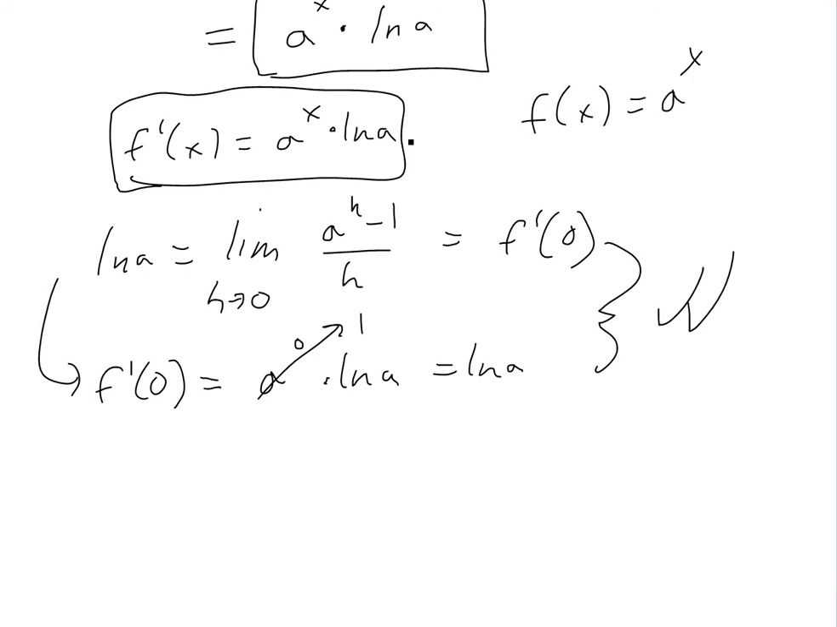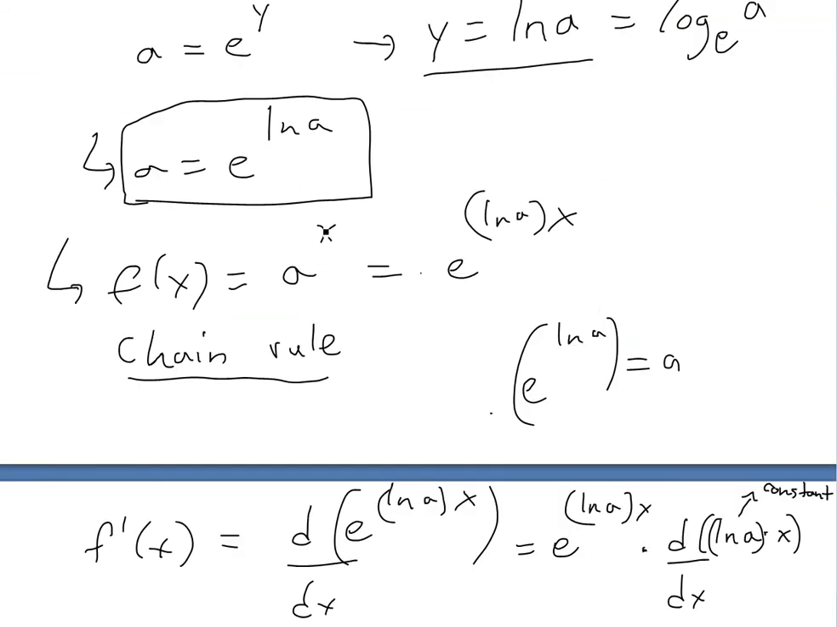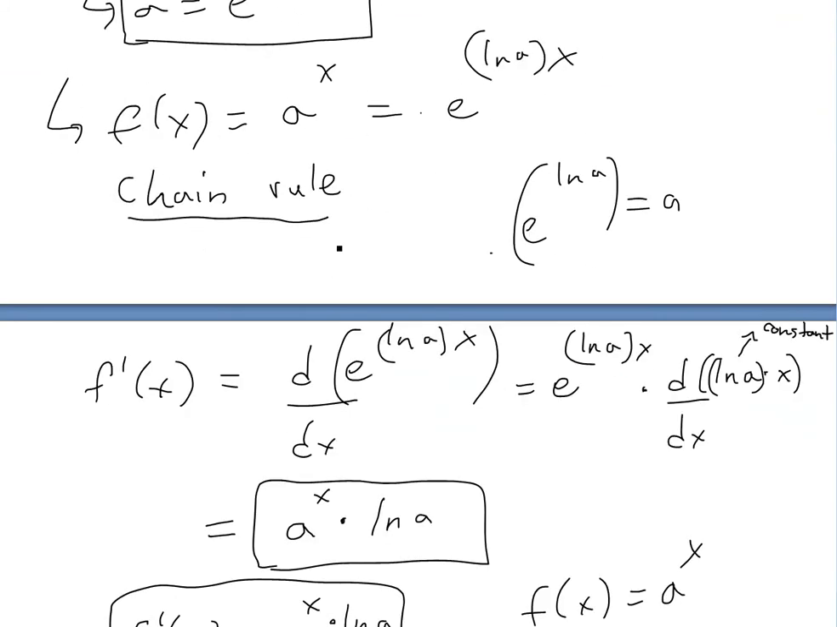So this is an easy way of deriving it, and it's much easier to remember. You can even derive it easily. Just remember this little rule: any number could be written as e to the ln a.